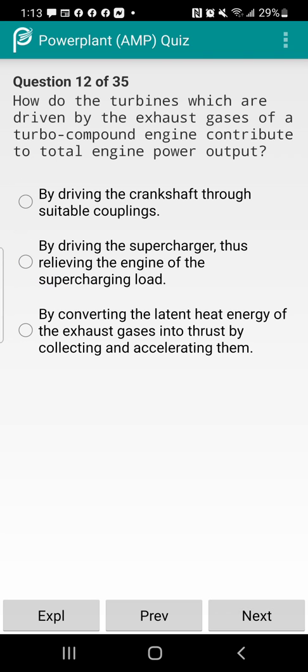How do the turbines, which are driven by exhaust gases of a turbo compound engine, contribute to total engine power output? By driving the crankshaft through suitable couplings.